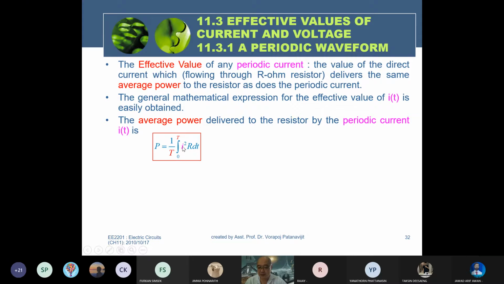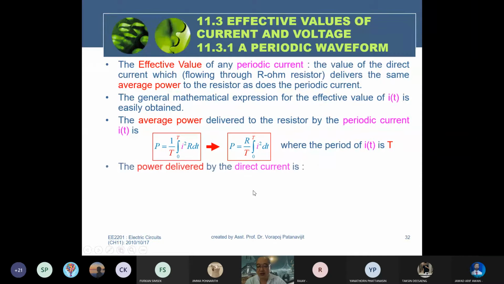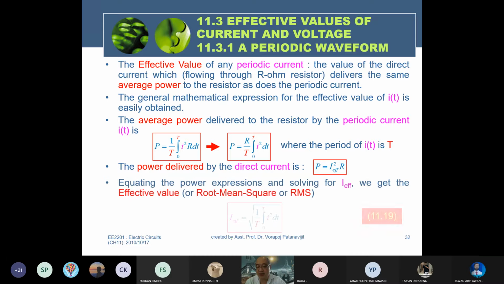Then the square, and the square root. This is the average power in this case, where the period is T, and you integrate over one period. The power delivered by the direct current can be written in this form, P equals I effective squared R. Equating the power expressions and solving for I effective, we get the effective value, or the root mean square, by this definition. Remember this definition, this equation.